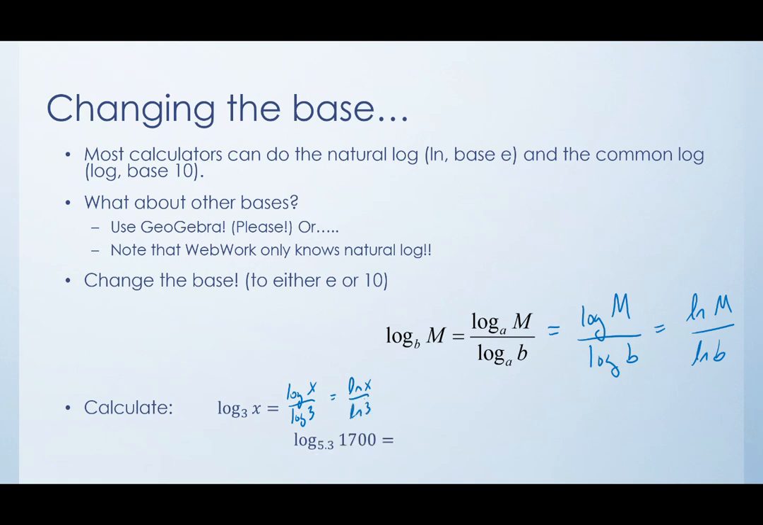If we have to do log base 5.3 of 1700, we're going to do the same thing. We're going to say, log of the input, 1700, over log of the base, 5.3. And now you can plug that into your calculator. Or if you like ln better, ln 1700 over ln 5.3.